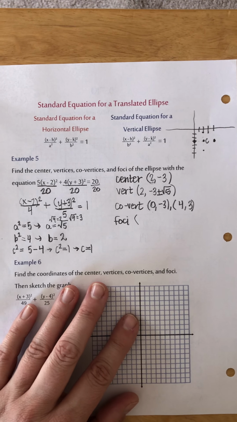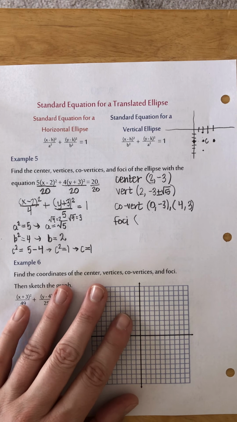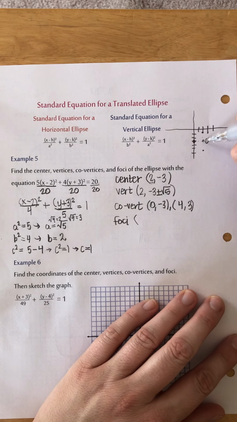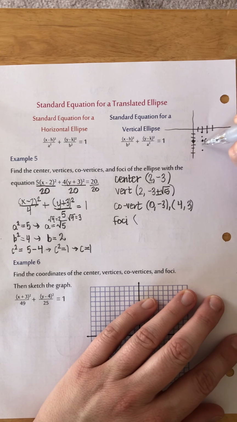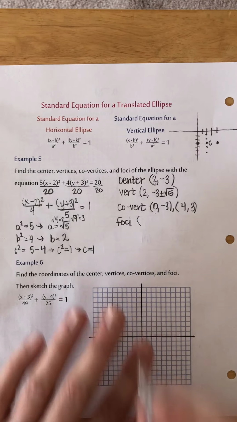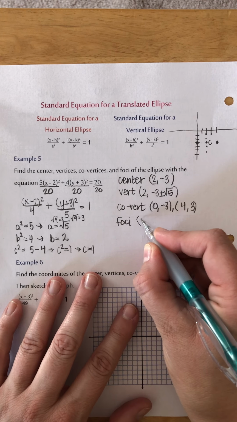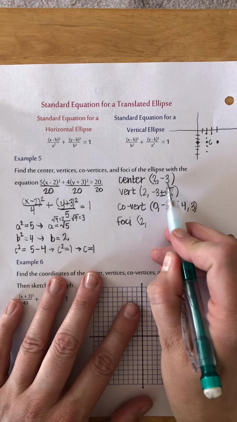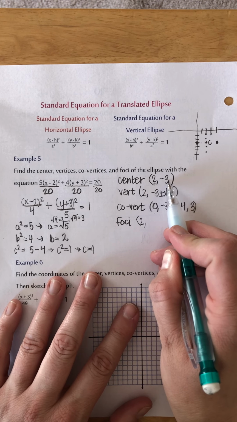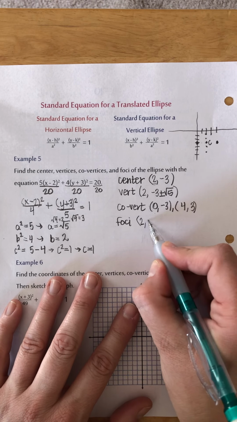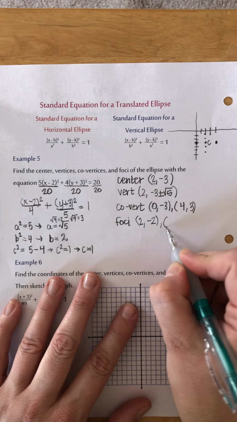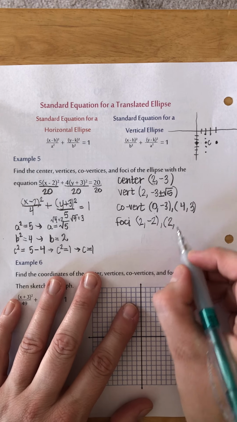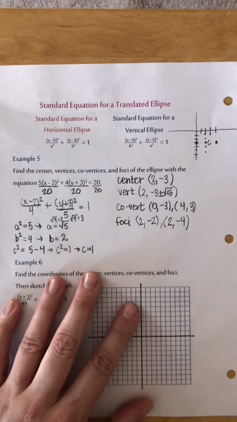Lastly, we're going to figure out the foci. Remember, the foci are always going to go in the same direction as your vertices, and our vertices went up and down. So the foci are going to go up and down, but they're just going to go up and down by 1 space. So again, that's going to change your y coordinates because you're going up and down. Well, if I go up 1, -3 plus 1 is -2. And if I go down 1, -3 minus 1 is -4. Again, you can see that in the graph.